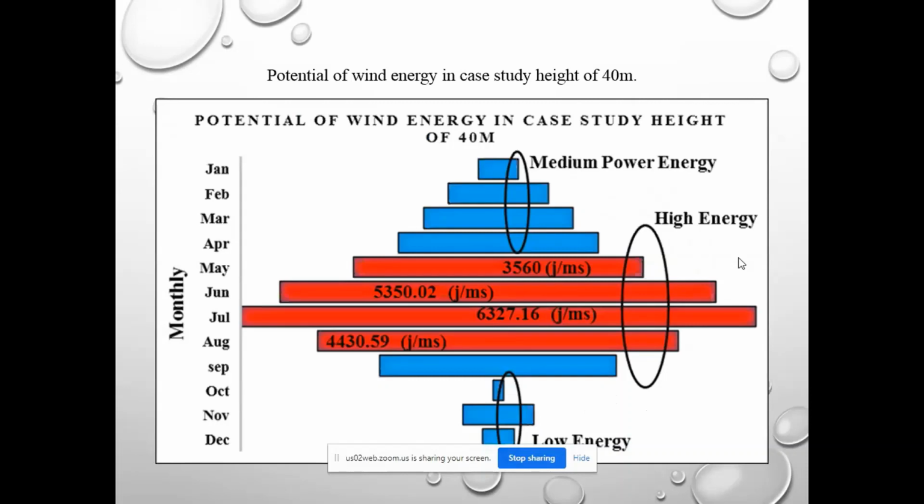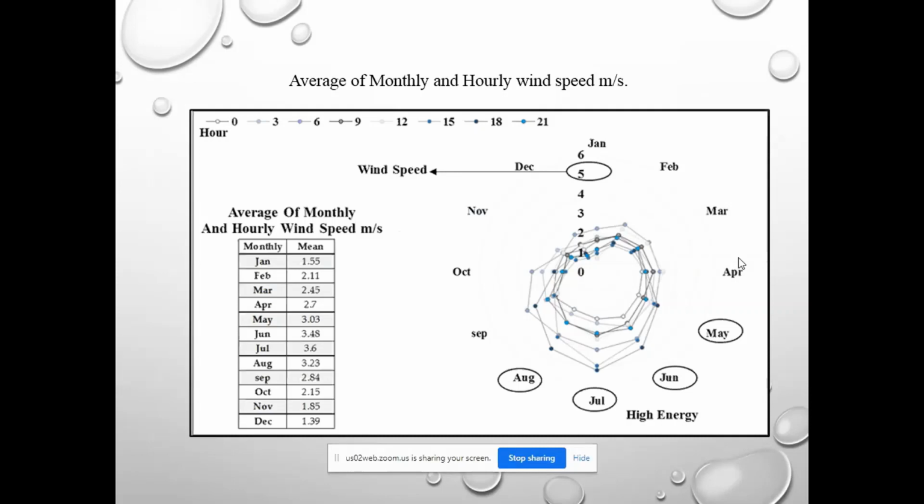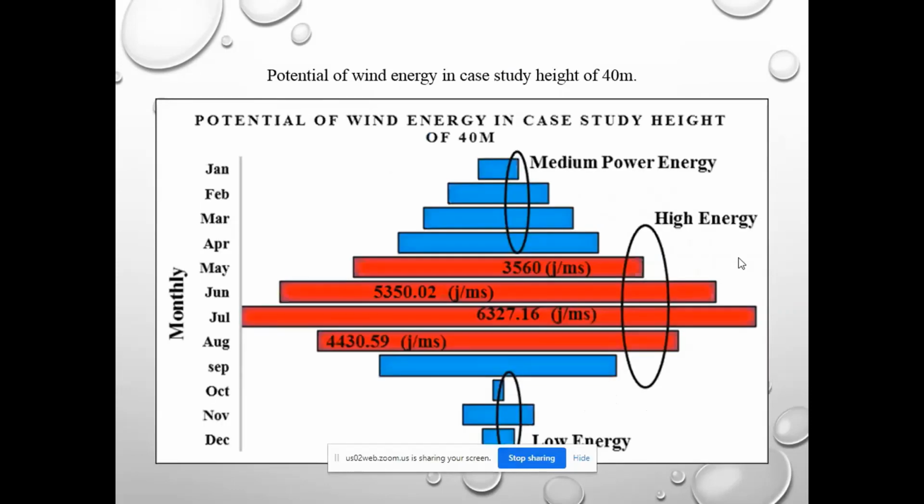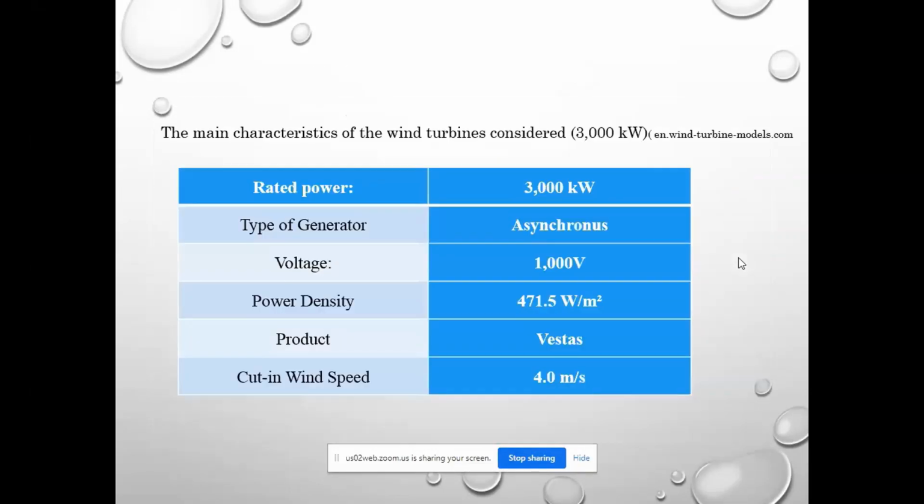Again, it's the same as the previous slide, so it means most of the high energy is in July, and we can see 6,327 joules. And we suggest turbines based on the wind speed. The name of the turbine is Vestas, with 3,000 kilowatt energy production. And you can see the other characteristics of the turbine.